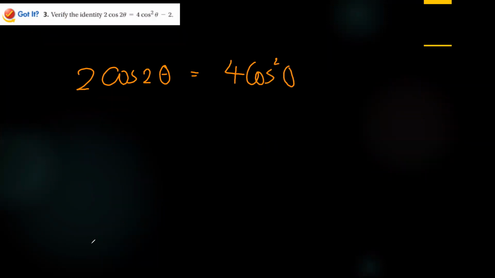Now this one here. Verify the identity that 2 cosine 2 theta is 4 cosine squared of theta minus 2.